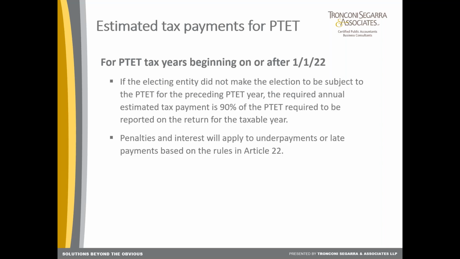If the electing entity did not make an election to be subject to the tax in the preceding year, the required annual estimated tax payment is 90% of the tax required to be reported on the return for the current taxable year.